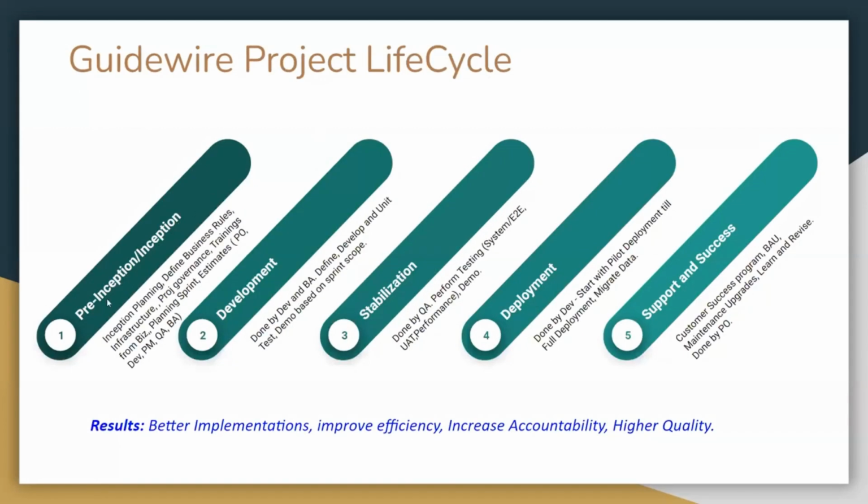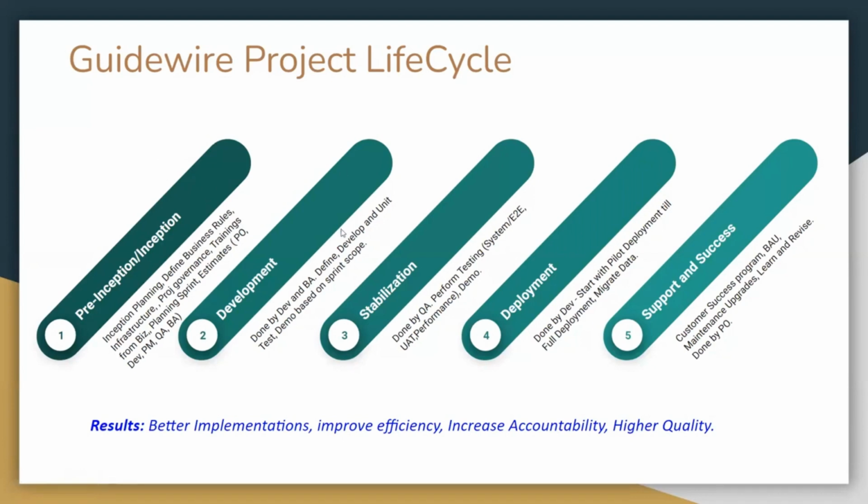This is the Guidewire project lifecycle. It is similar to SDLC, where the project starts with the pre-inception plan and the inception. In the inception phase, the business requirements are defined and the infrastructure is designed. The project team structure, how the governance should work, and any training required for the whole team, including BA, QA, and developers, are set. Everybody gets trained and needs to complete the certification. Based on experience level, the estimations are also provided in the pre-inception and inception phase.